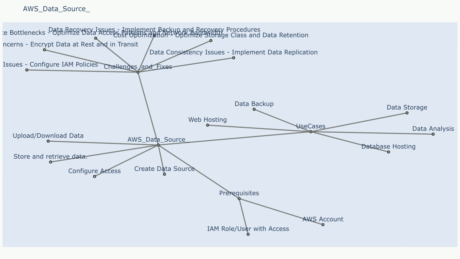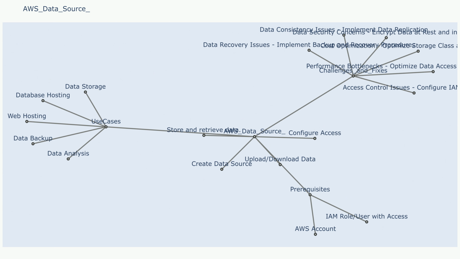Upload, download data. Use AWS SDKs or tools to upload and download data to and from the data source. Challenges and fixes: access control issues. Fixes: configure policies, create and implement granular policies to define permissions for accessing and managing data within the data source.